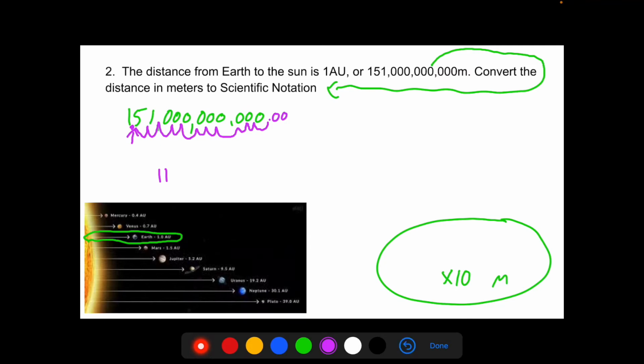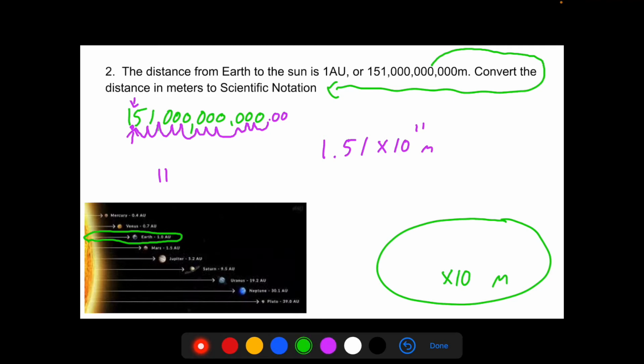So let's get it all drawn down here. I went 11 places. My decimal place is now going to be between the 1 and the 5, so 1.5. And if there's any non-zero numbers, you want to include those, unless you're told to round. So my number is 1.5 times 10 to the power of 11. Don't forget to put your units, we're in meters, and that's going to be my answer right there.